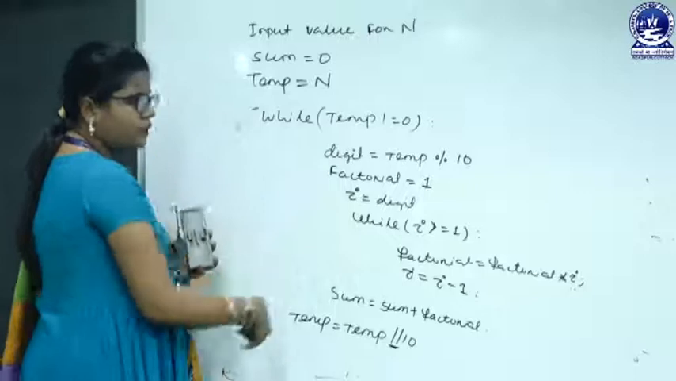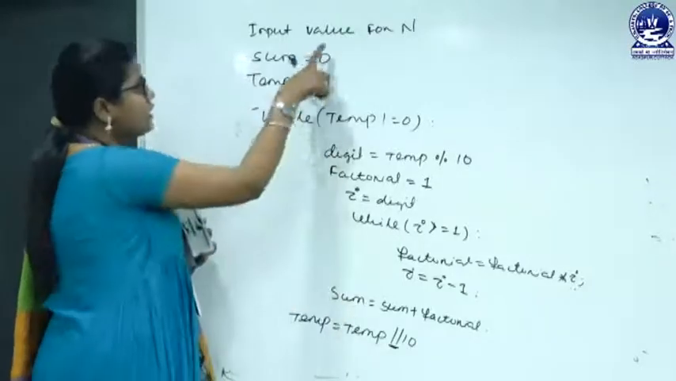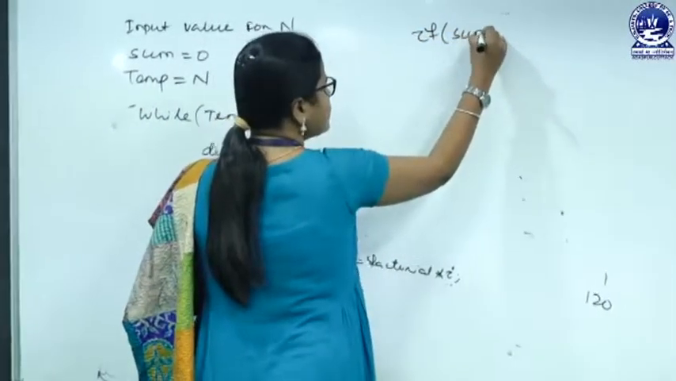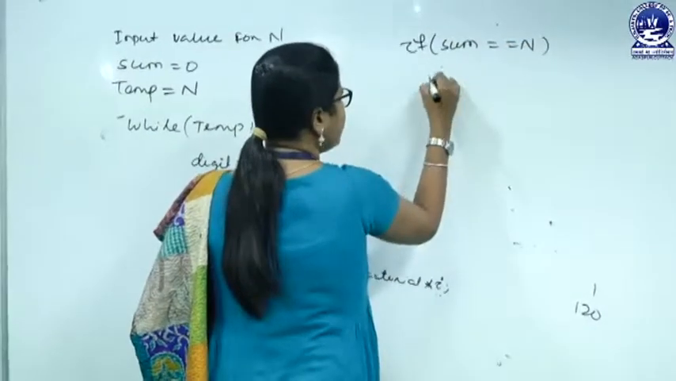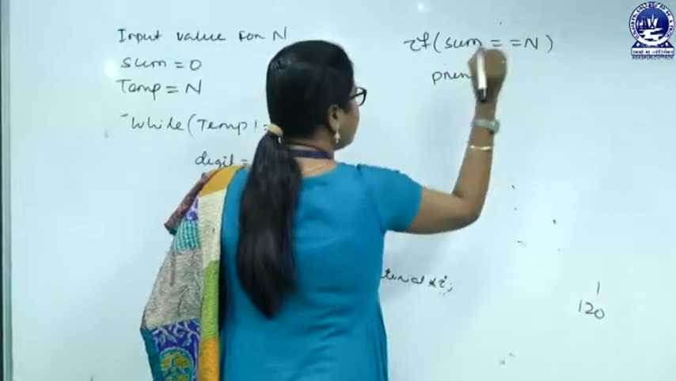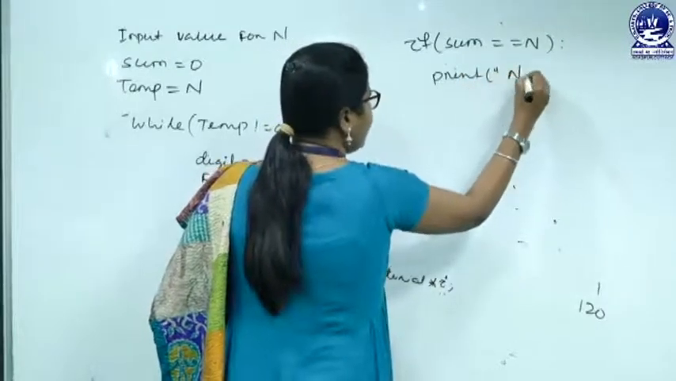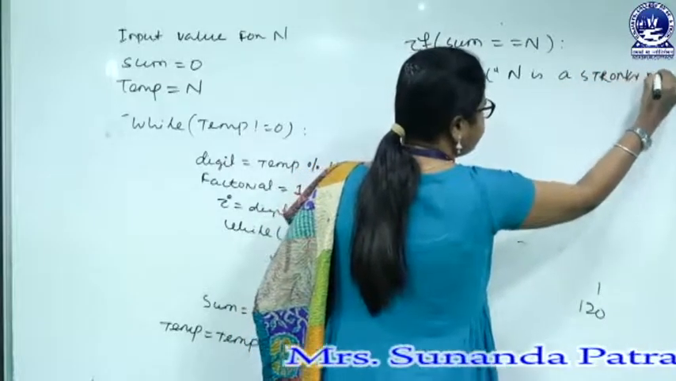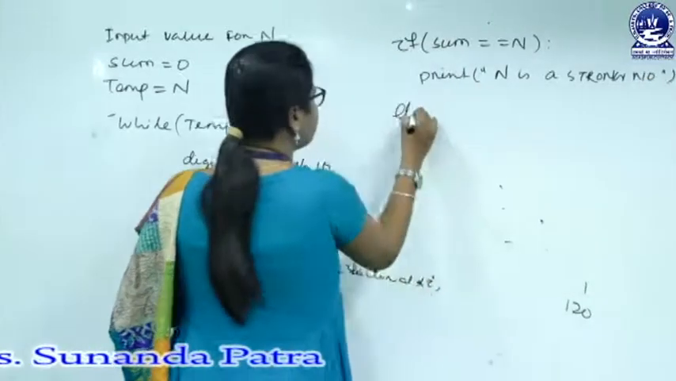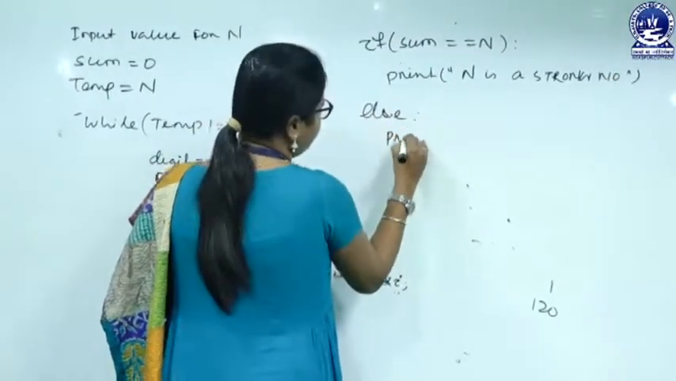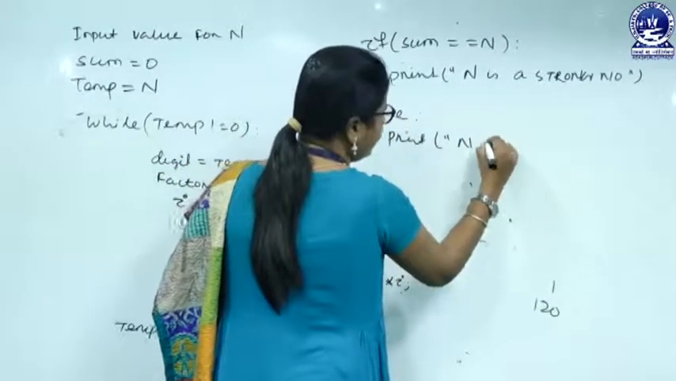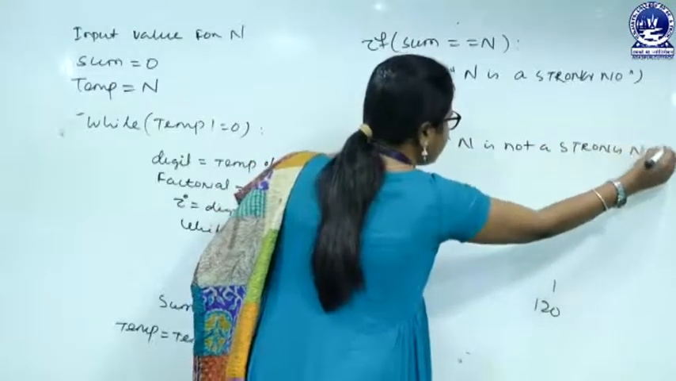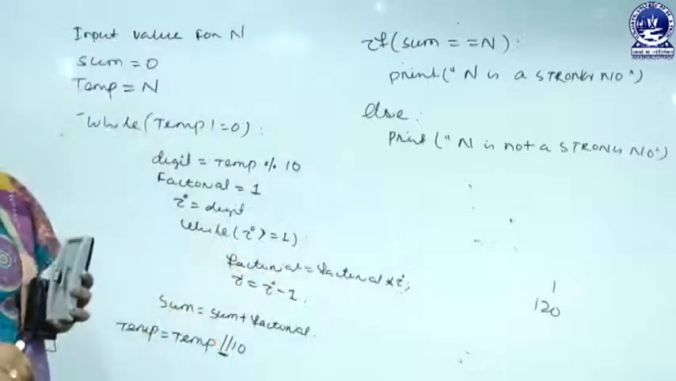So after this we have to check whether the summation value is equal to n or not. So for that we check if sum equals n, then we can print here, following the indentation, print n is a strong number, else print n is not a strong number. So let's see whether this code is working or not.